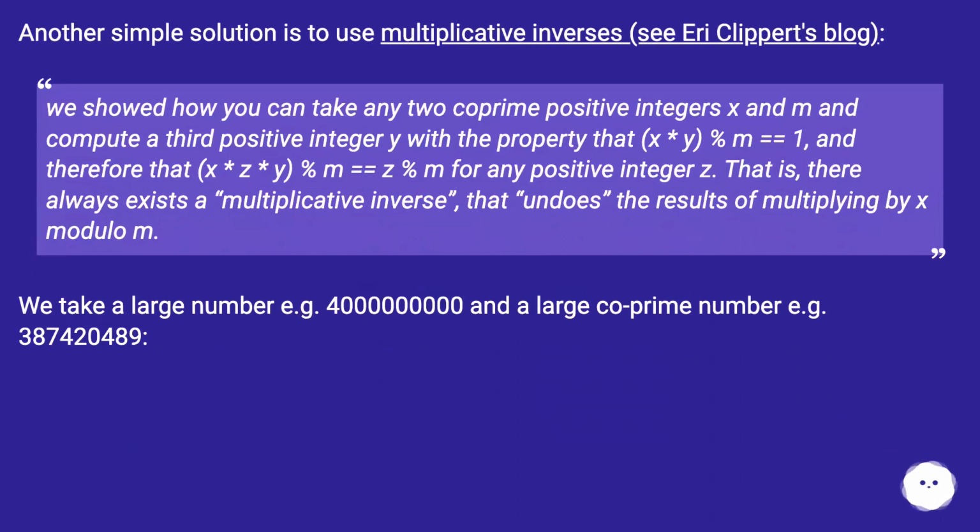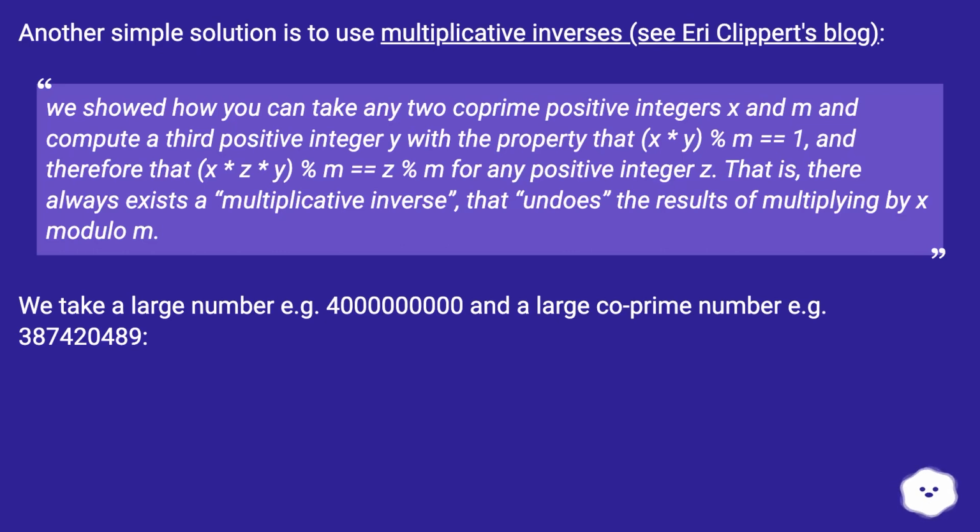Another simple solution is to use multiplicative inverses, see Eric Lippert's blog. We showed how you can take any two coprime positive integers x and m and compute a third positive integer y with the property that (x*y) % m equals 1, and therefore that (x*z*y) % m equals z % m for any positive integer z. That is, there always exists a multiplicative inverse, that undoes the results of multiplying by x modulo m.